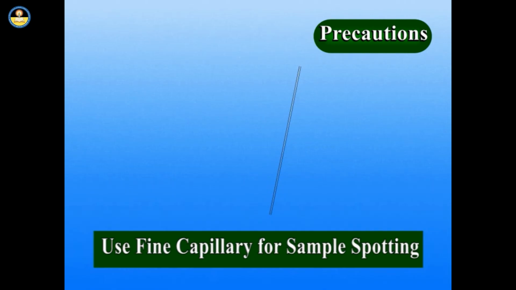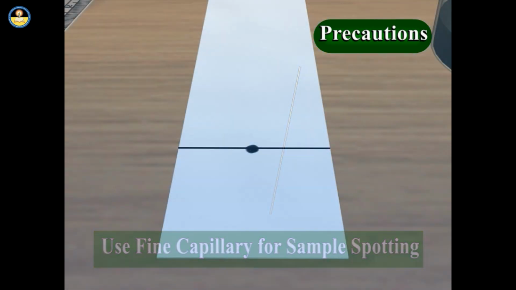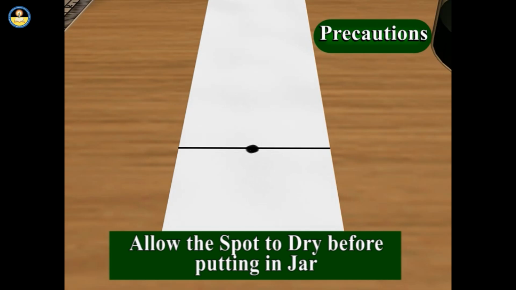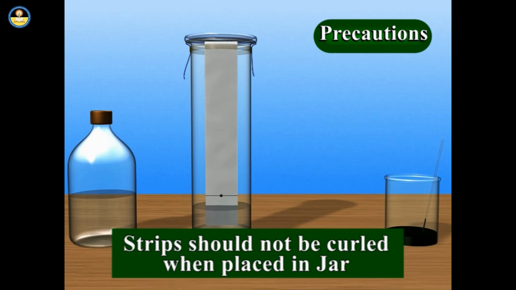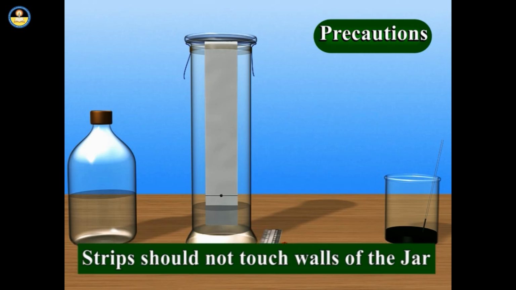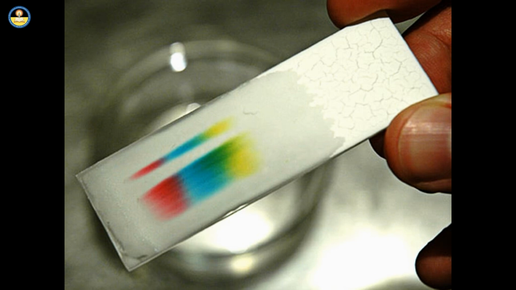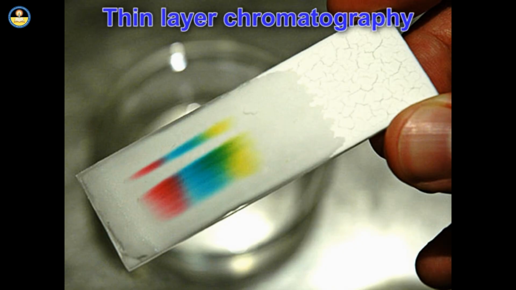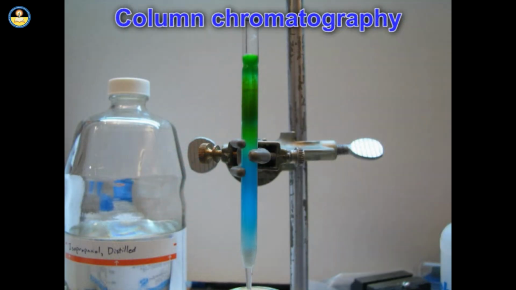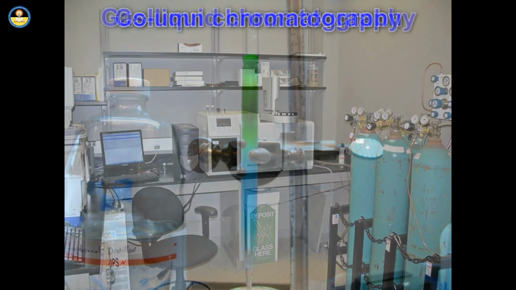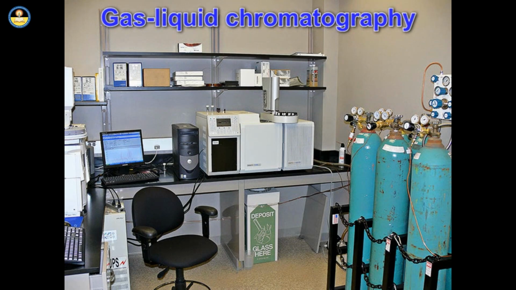Use fine capillary for sample spotting. Allow the spot to dry before putting in jar. Strip should not be curled when placed in jar. Strip should not touch walls of the jar. Other types of chromatography are also present, such as thin layer chromatography, column chromatography, and gas-liquid chromatography.